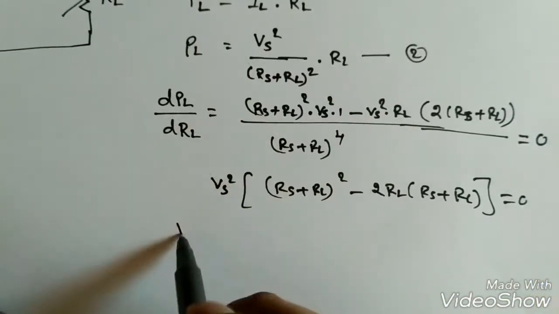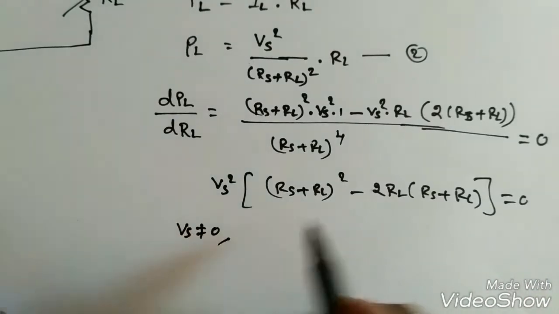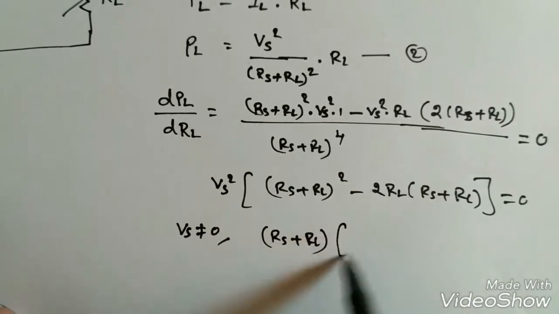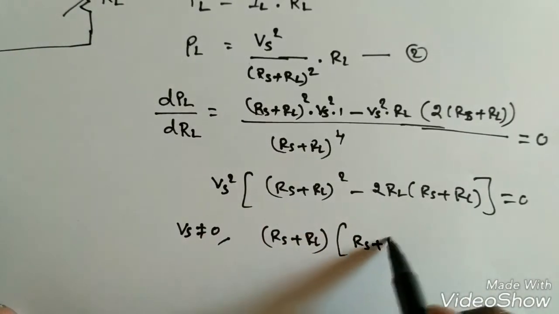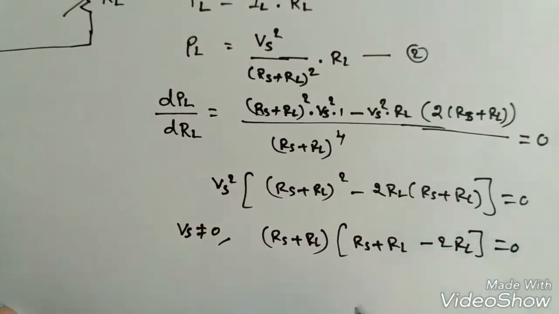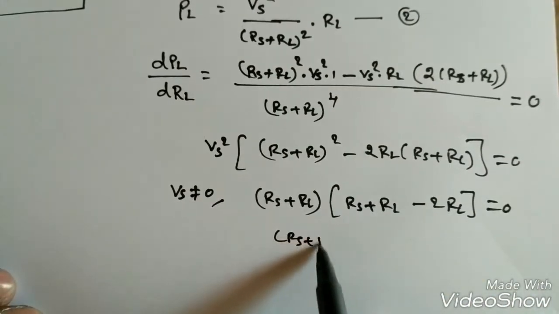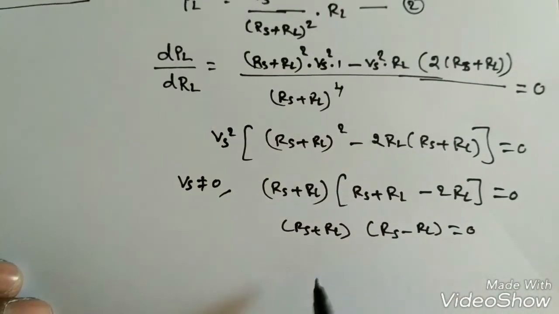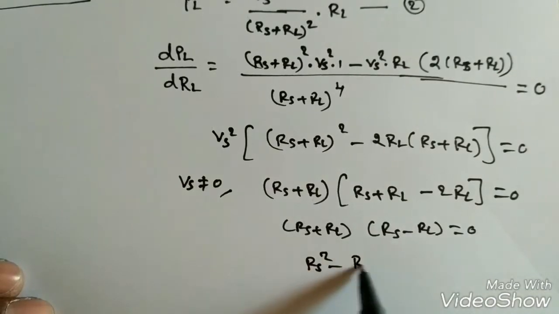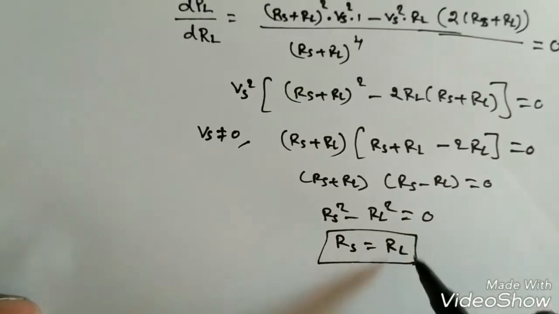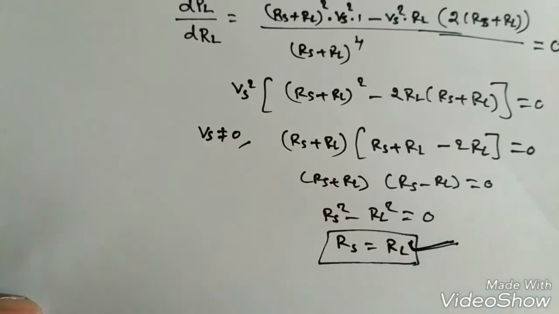Now Vs cannot be 0 because this is a source voltage. So the other term will be 0. If I take (RS plus RL) common here, we will get RS plus RL minus 2RL is equal to 0. So what is this? (RS plus RL) into (RS minus RL). A plus B into A minus B, that is RS square minus RL square is equal to 0. So this represents RS is equal to RL. Now this is the condition to deliver the maximum power.